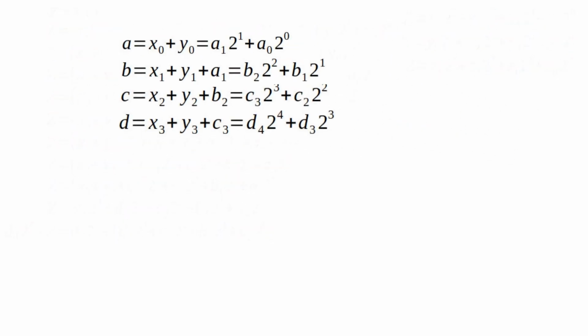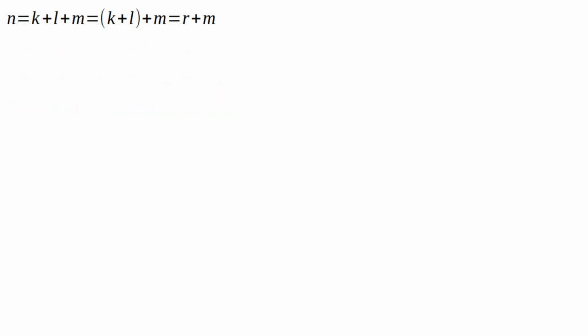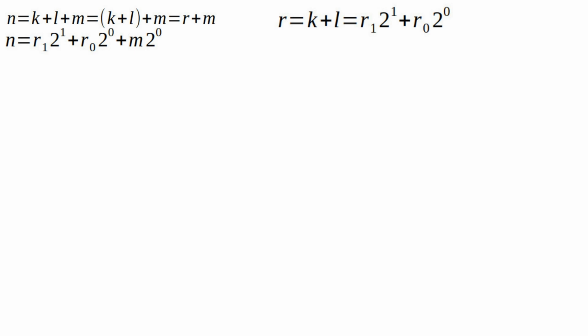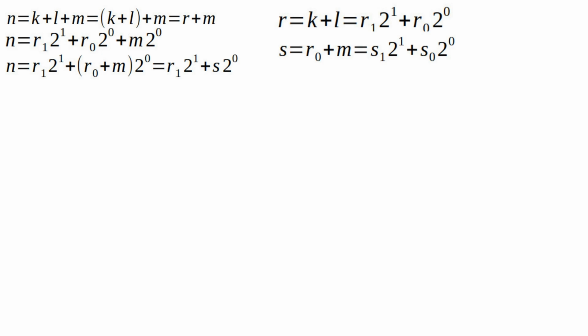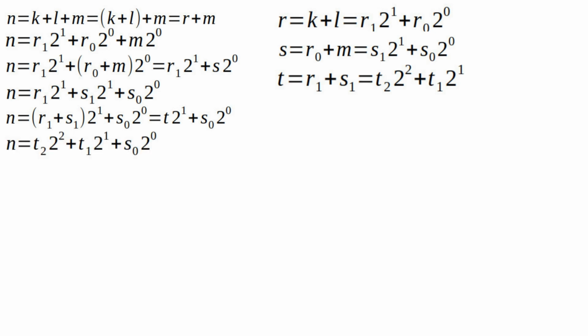As we saw, we need an addition of 3 bits for all digits except the first. We define these and break them down into two 2-bit additions and solve them accordingly. This is how we get to this equation.